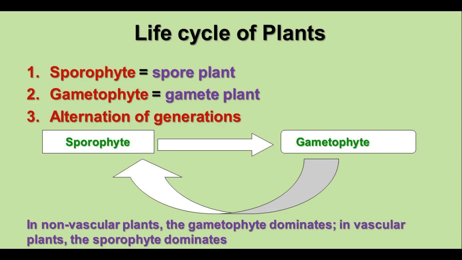The sporophyte is diploid and produces haploid spores by means of meiosis, and the gametophyte is a haploid plant that produces gametes by mitosis, and when the gametes fuse together, that produces a diploid zygote which will grow into a new sporophyte, and this is called alternation of generations. In the non-vascular plants, the gametophyte is the dominant phase of the life cycle, but in vascular plants, the sporophyte dominates, and we'll look at what that means.